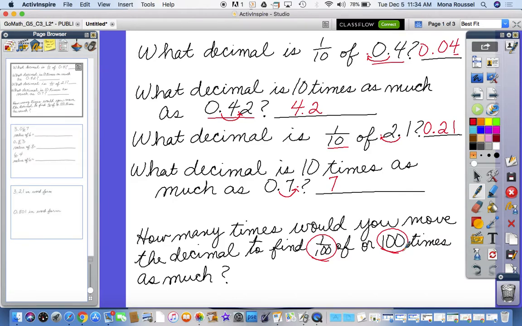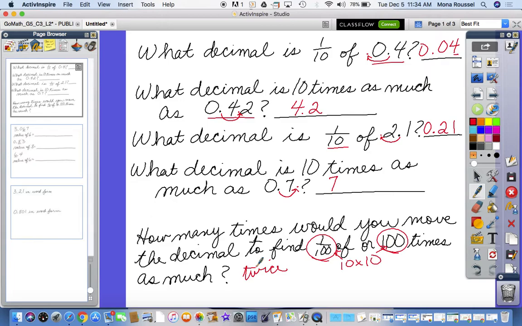we think of the number 100 either down here in this denominator or here. 10 times 10 is 100. So 100 represents 2 place value columns. So we would have to move the decimal 2 times to the left or 2 times to the right to find the new value if we're going to find 1/100th of a number or 100 times as much.